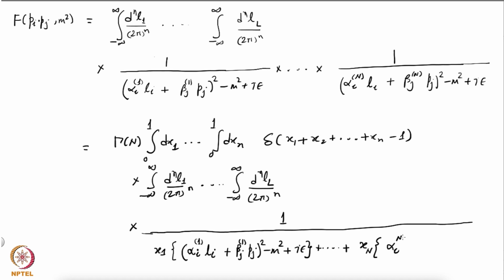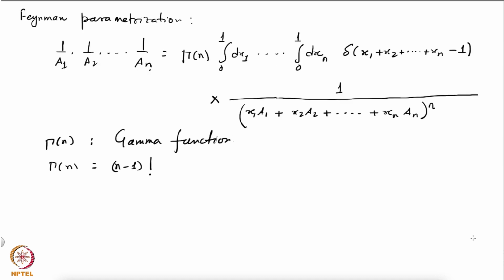So alpha I n Li plus beta j n pj, this entire thing squared, minus m square plus i epsilon, and then this thing raised to the power n, because we have n propagators. So this is what we have to now analyze. Let me first look at this term. We have x1 multiplying minus m square plus epsilon, then x2 multiplying minus m square plus epsilon, and the last one is xn multiplying minus m square plus epsilon. So that is easy to deal with.